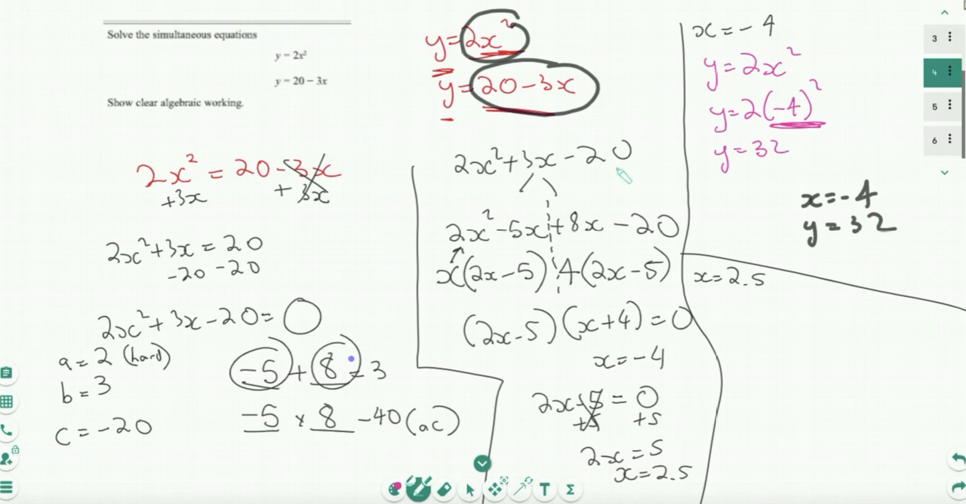And then let's do our next value of x. I'll plug it into the first equation as well. Y equals 2x squared. Y is equal to 2 times 2.5 squared. 2.5 squared is 6.25, times 2 is 12.5. And those are our other two coordinates.